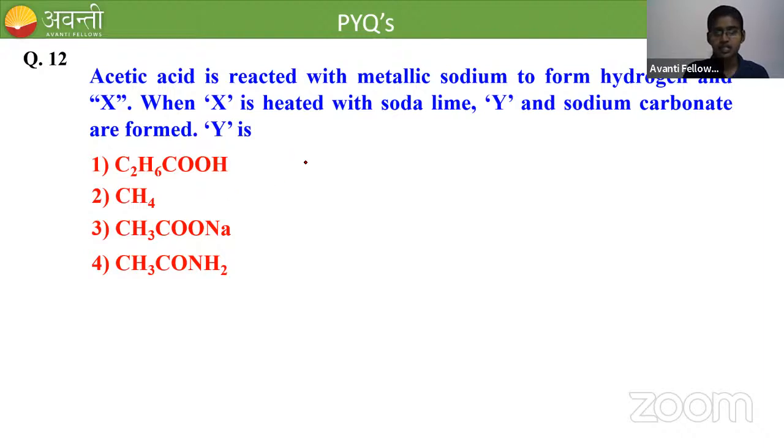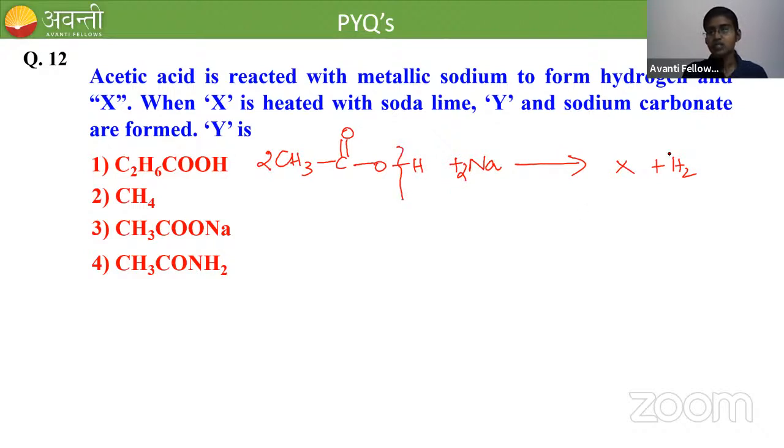That is, acetic acid, CH3COOH, is reacted with metallic sodium to form hydrogen gas and compound X. Okay. So here 2 moles of acetic acid react with 2 moles of sodium. Here the OH bond will break and 2 hydrogens will go out as H2. Yes, correct. 2 hydrogens will go out as H2 and sodium will form the salt. That is, we will get CH3COO minus Na plus. Sodium acetate will be formed as compound X.